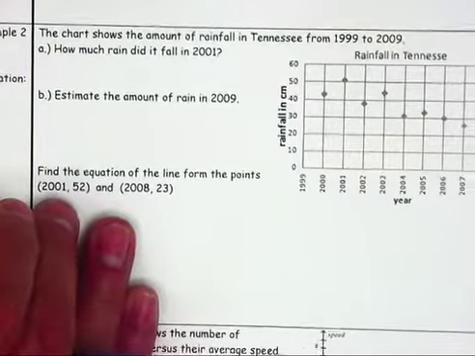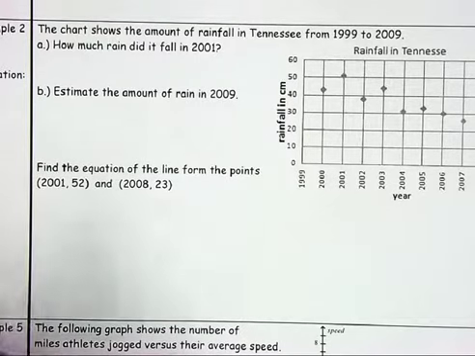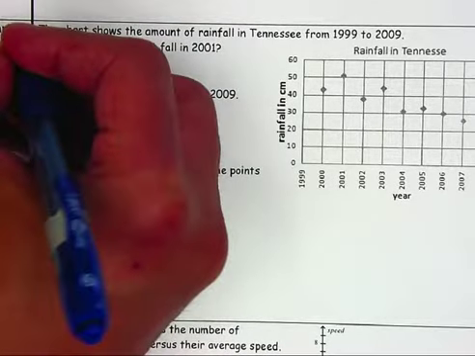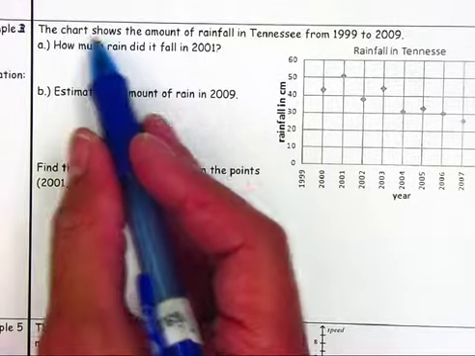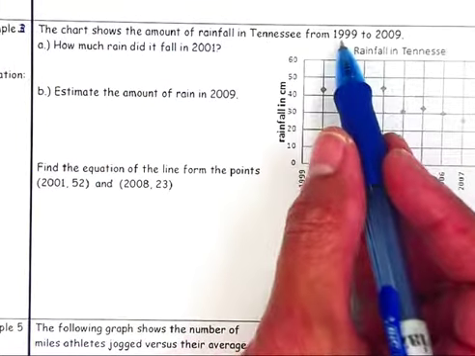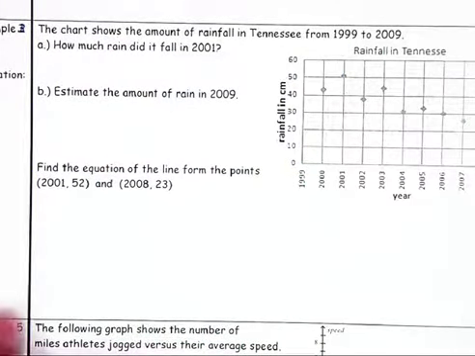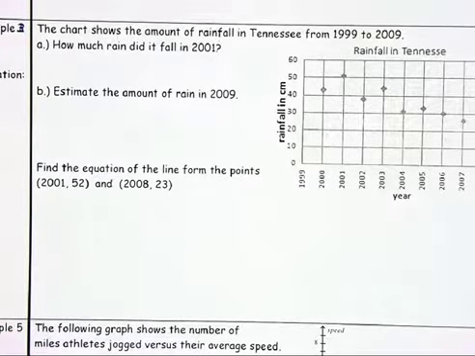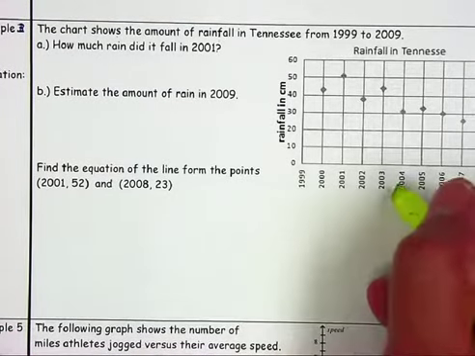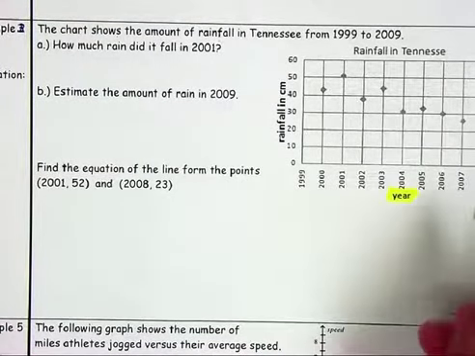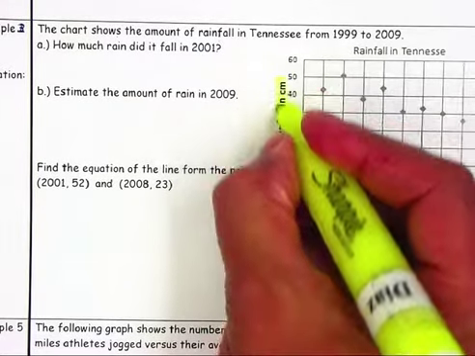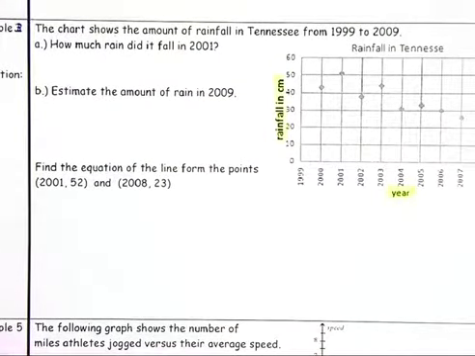Let's try example number 3. The chart shows the amount of rainfall in Tennessee from 1999 to 2009. So we have on your x-axis the year, and on the y-axis we have the rainfall. And now we can answer the question.